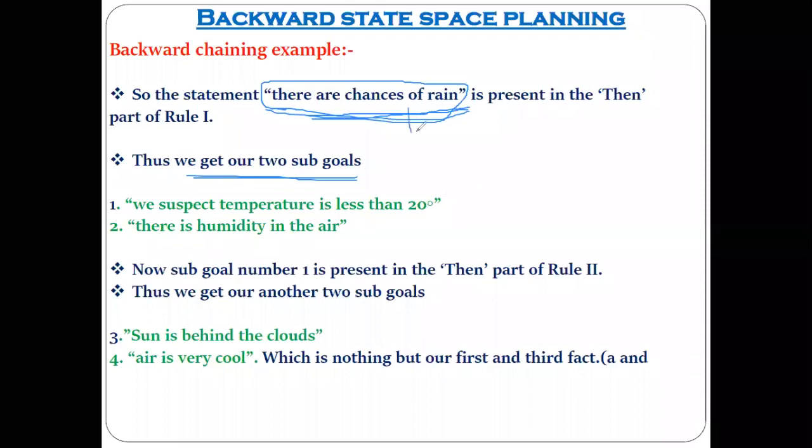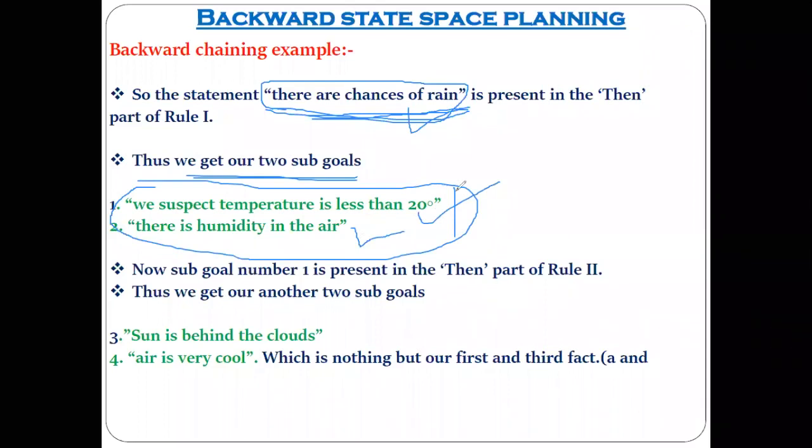Because it is matching with the then part of rule one, we get two outcomes. What are they? We suspect temperature is less than 20 and there is a humidity in the air. Now we have to compare these outcomes or sub-goals in the knowledge base again, and see which of these two sub-goals is matching with a certain then part of a rule.